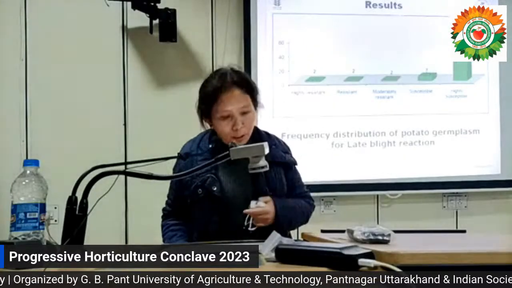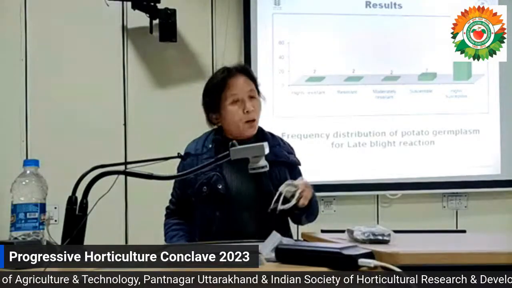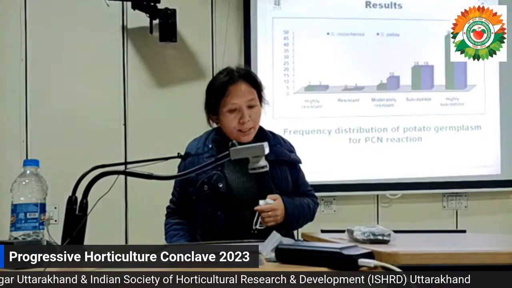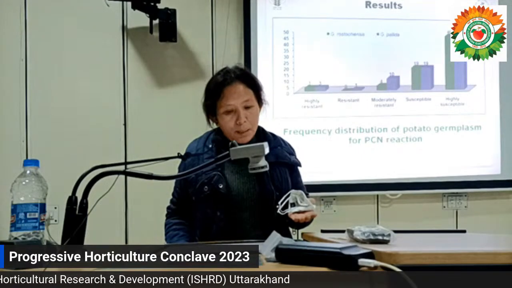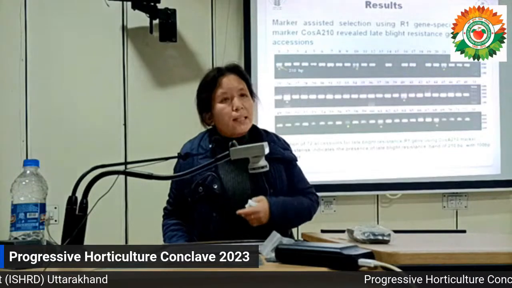If we see the phenotypic results, majority of the genotypes fall in the susceptible or highly susceptible category. Only 2 were resistant, while 2 were highly resistant. While for PCNs, the highly resistant accessions were 3 each for Globodera rostochiensis and pallida, while only a single accession was resistant for Globodera pallida. We can see this here.